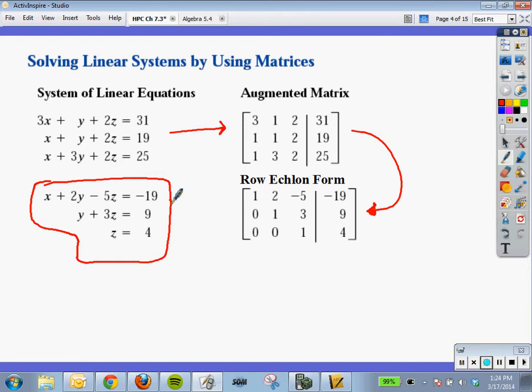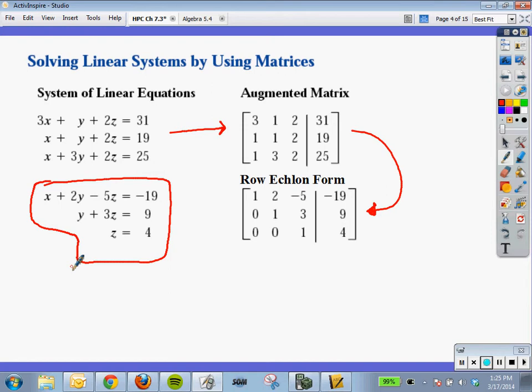Now you guys, the advantage of having this row echelon form is because once we have the z value and we have one equation that only has y and z, we can plug in that z value to figure out the y. And once we have the y and the z, we can plug into the first equation to solve for the x value. Okay?